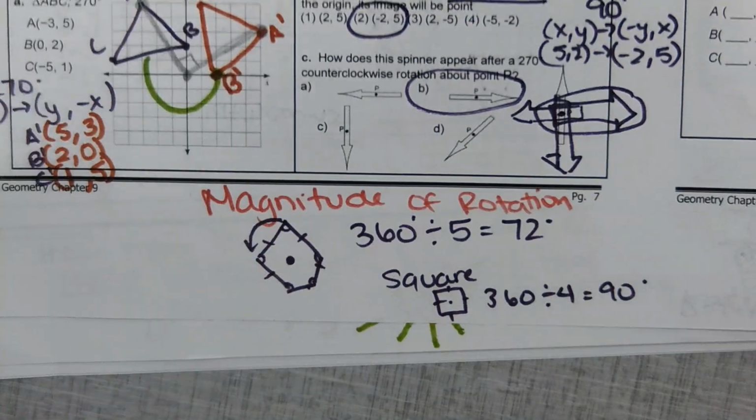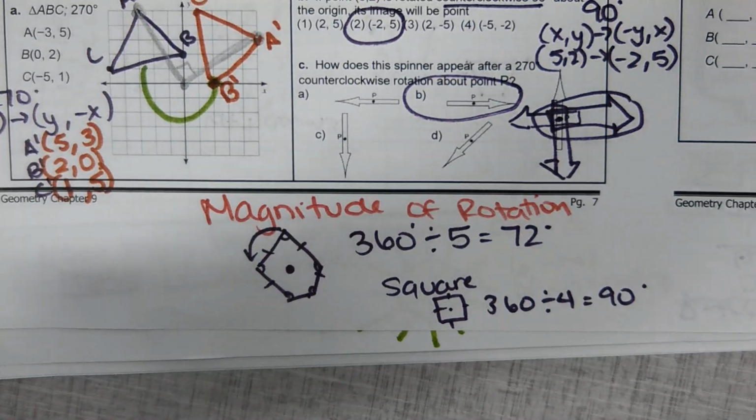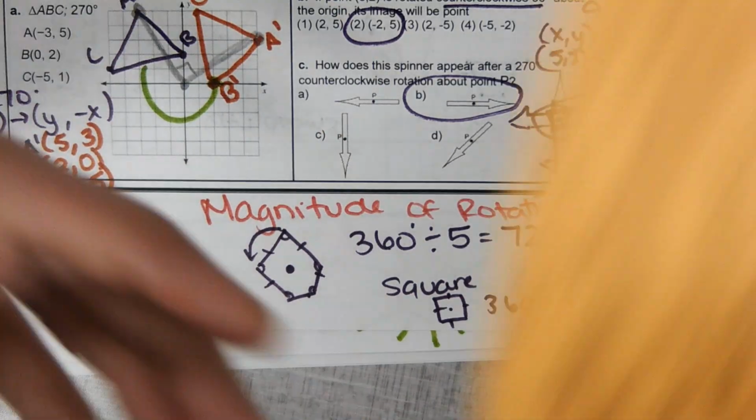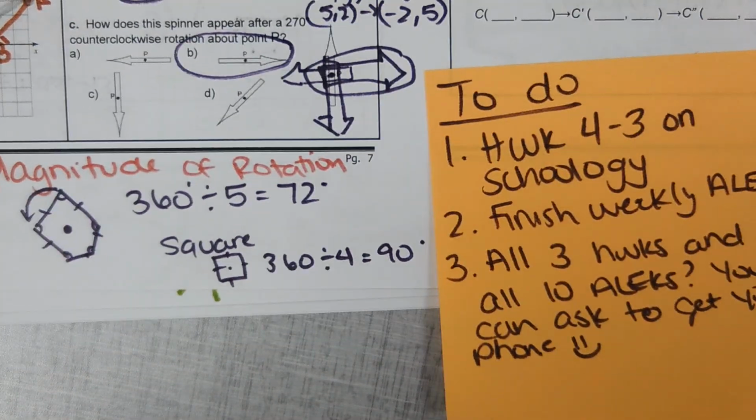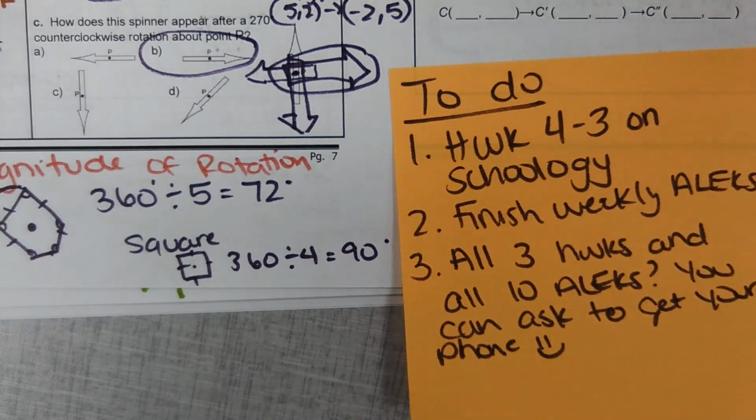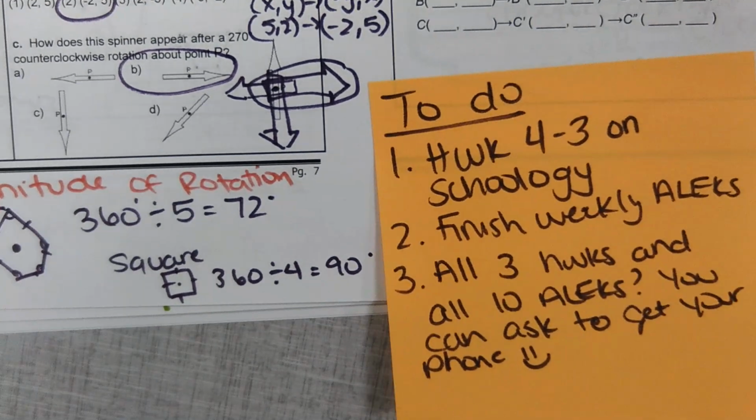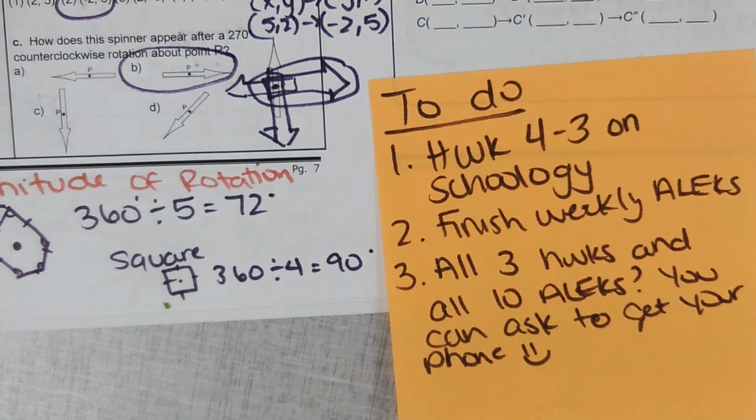Okay, that's all. So your to-do list is the homework. Once you're done with that, you can finish your Alex. If you're all done with the homework and all your Alex, let me know, and you can get your phone and chill and vibe. Okay, good job today. I know I pushed you for a Friday. That's awesome.